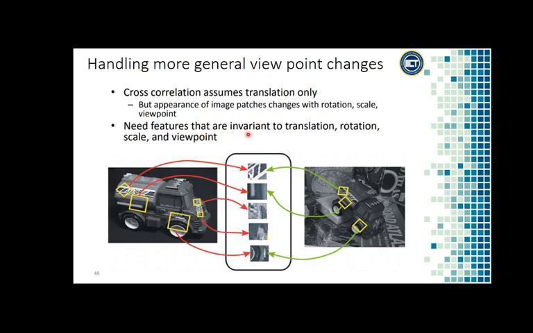So we need features that are invariant to translation, rotation, scale, and viewpoint. In the next lectures, we will mostly talk about those features which are invariant to translation, rotation, and scale, especially the SIFT, the scale invariant feature.